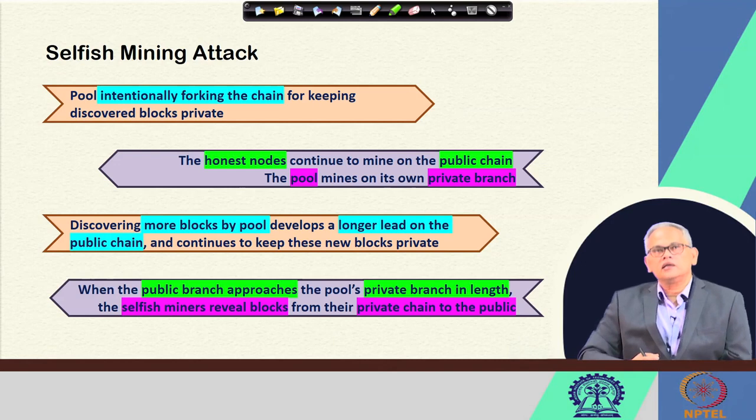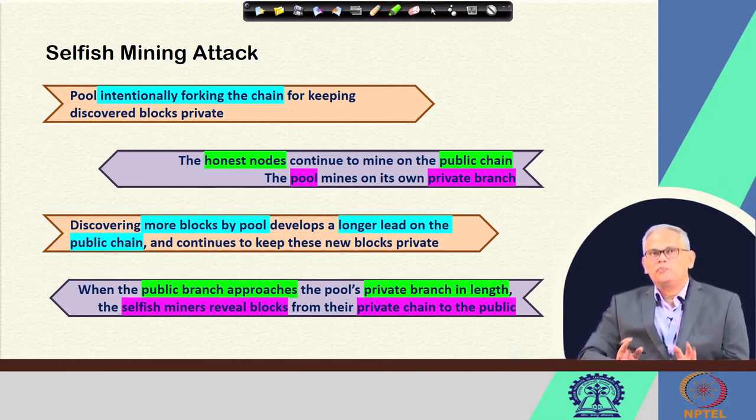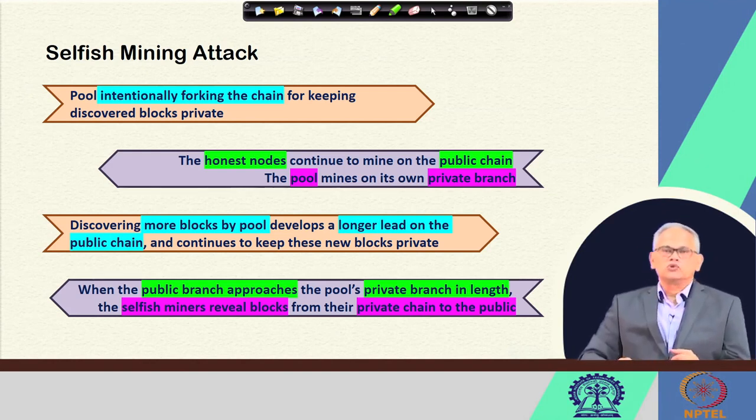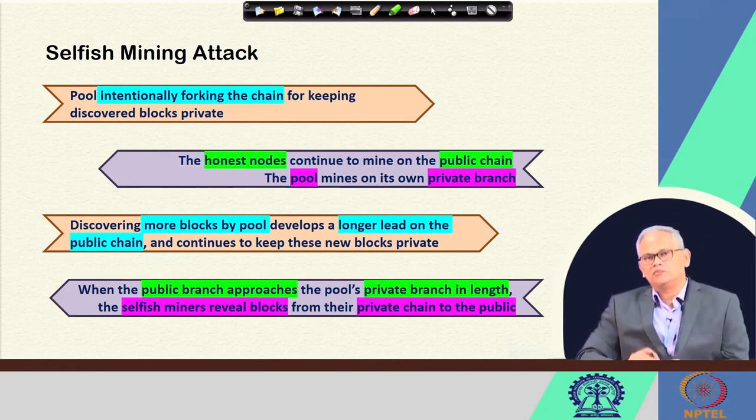So, the attacker is going to pool these resources for intentionally forking the chain and then keeping the discovered blocks private. So, once this block has been mined and the attacker knows that parallelly somebody else has also mined a block, instead of following that block, the attacker will still keep this block to himself without publishing it. So, the attacker has intentionally forked the chain and still keeps the discovered blocks private.